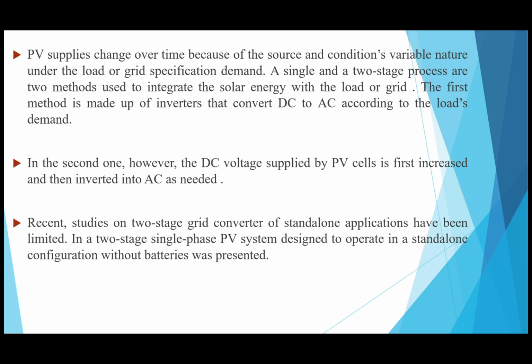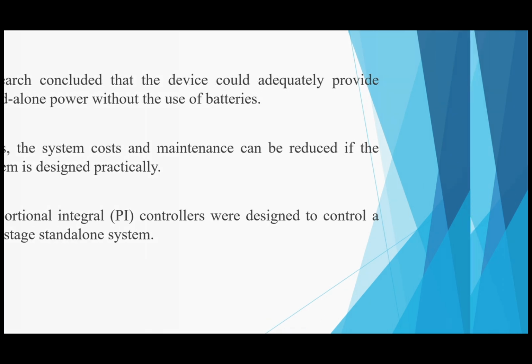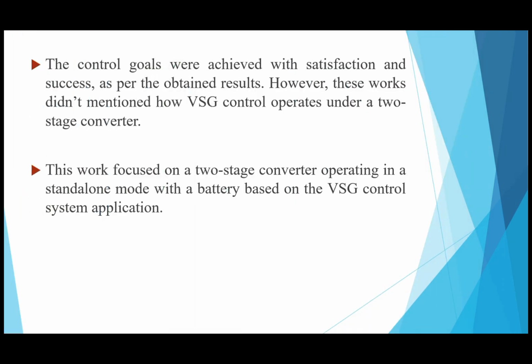In a two-stage single-phase PV system designed to operate in a standalone configuration without batteries was presented. Research concluded that the device could adequately provide standalone power without the use of batteries. Thus, the system cost and maintenance can be reduced if the system is designed practically. Proportional integral controllers were designed to control a two-stage standalone system. The control goals were achieved with satisfaction and success as per the obtained results.